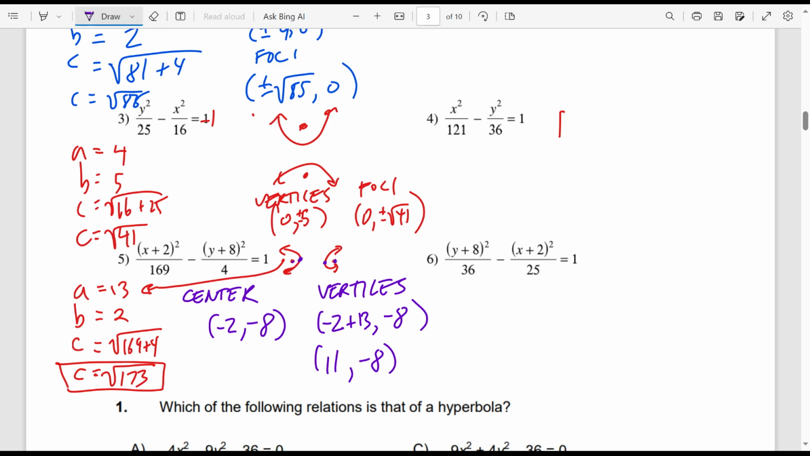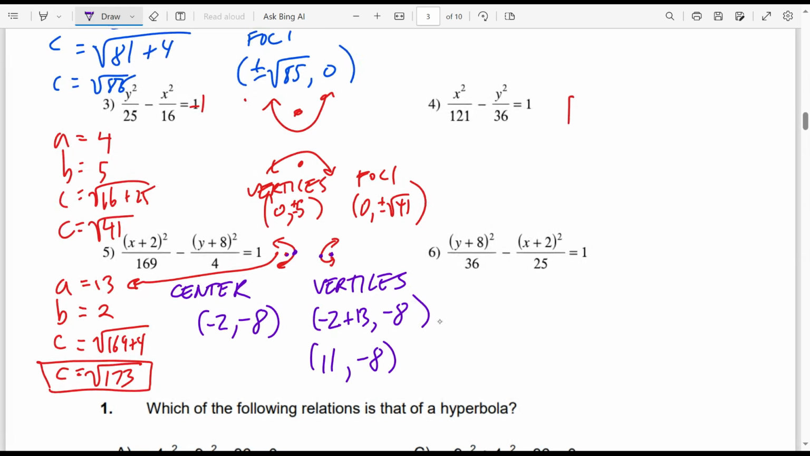Well, that's one of the vertices, right? Where's the other one going to exist? Yep. -2 minus 13, -8. So I would have -15 and -8. So it's whatever your starting point is, plus and or minus.